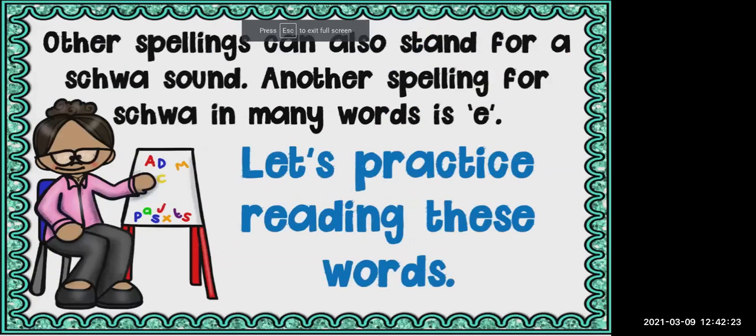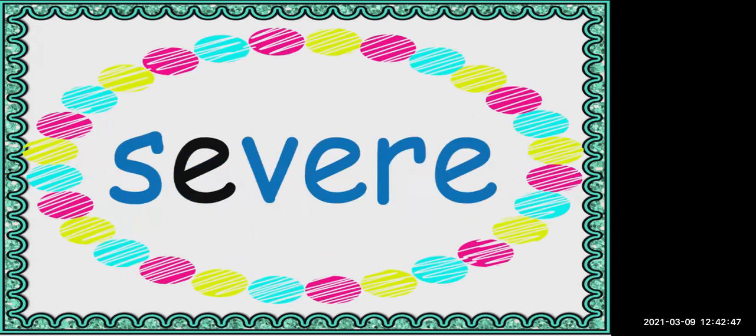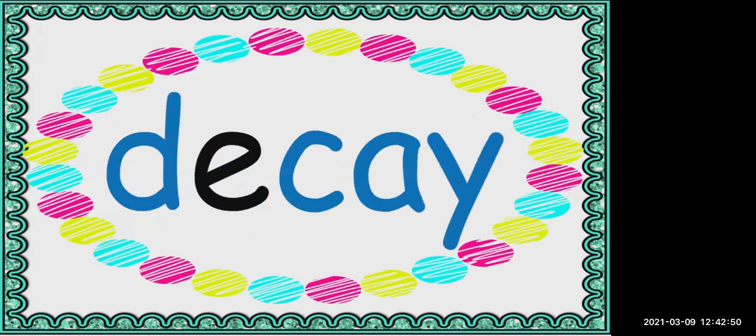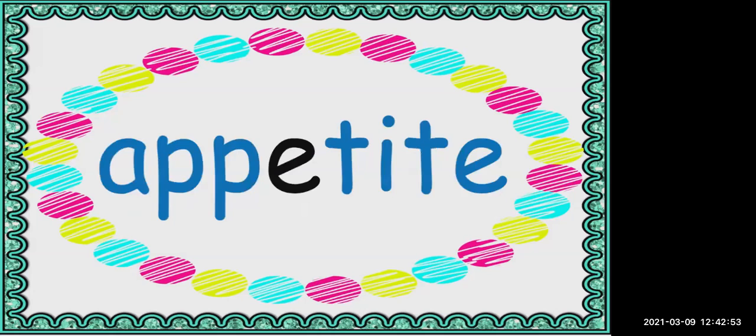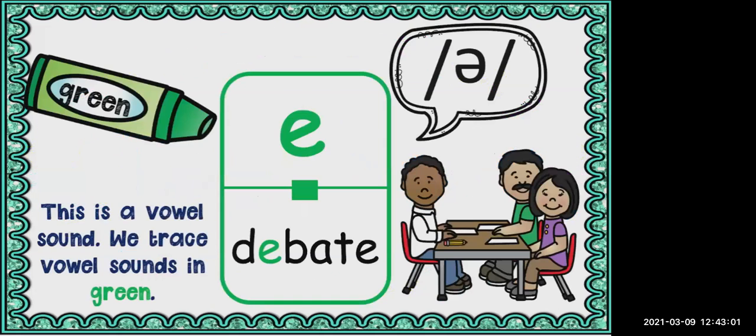All right, so there are other spellings that can also stand for a schwa sound. Another spelling for the schwa sound in many words is the letter E. So let's practice reading these words, okay? We have the word benefit. There's the letter E that says the schwa sound. Benefit. Severe. Decay. Appetite. Tennessee. So the letter E can also make the schwa sound.